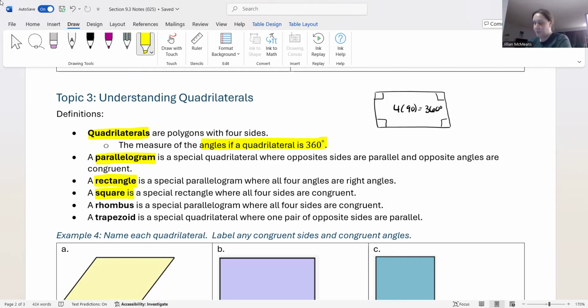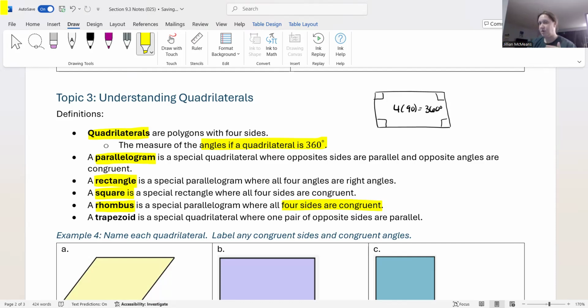And then we have a rhombus. A rhombus kind of looks like a kite. A rhombus is a special parallelogram. So we're not saying it's a rectangle or a square, so we can't say that all of the angles are 90 degrees, but it's definitely a special parallelogram where all four sides are congruent.